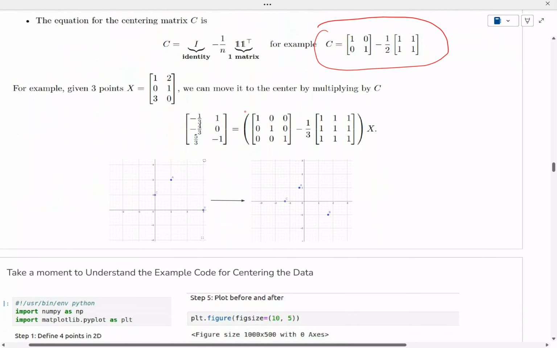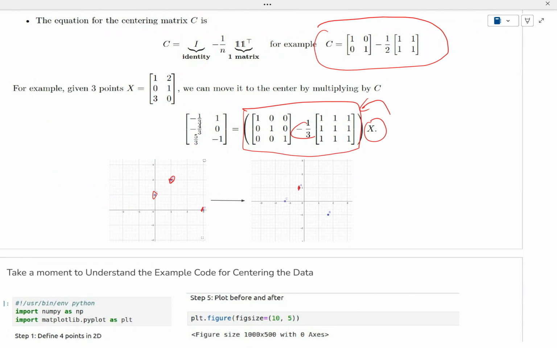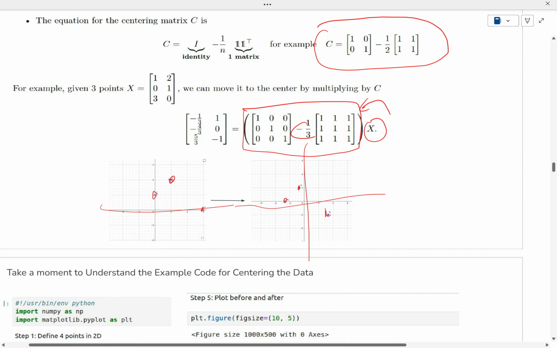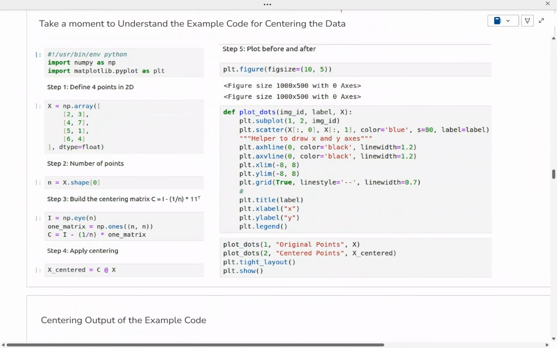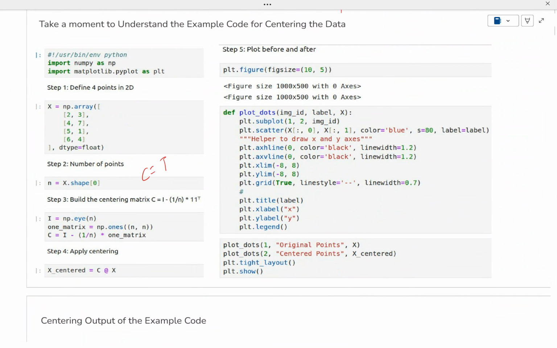So, this is the centering matrix C. X times C moves the thing. So here's the points, and notice how the points have now been moved to the center, whereas it was not centered previously. Now let's take a moment. Remember, the centering matrix is equal to identity minus 1 over n times the matrix of ones.